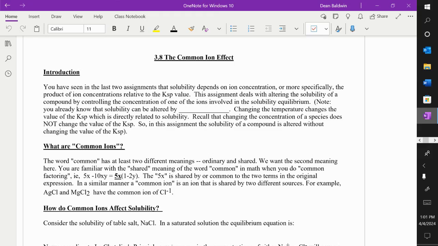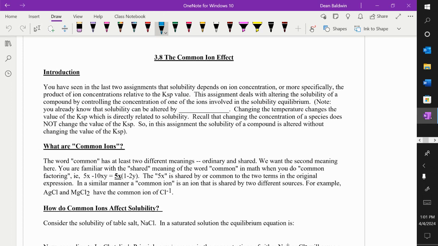3.8 common ion effect. All right. So, what's the only thing that can change the Ksp value? Temperature is the only thing that can change it. Or, solubility can only be altered by temperature.